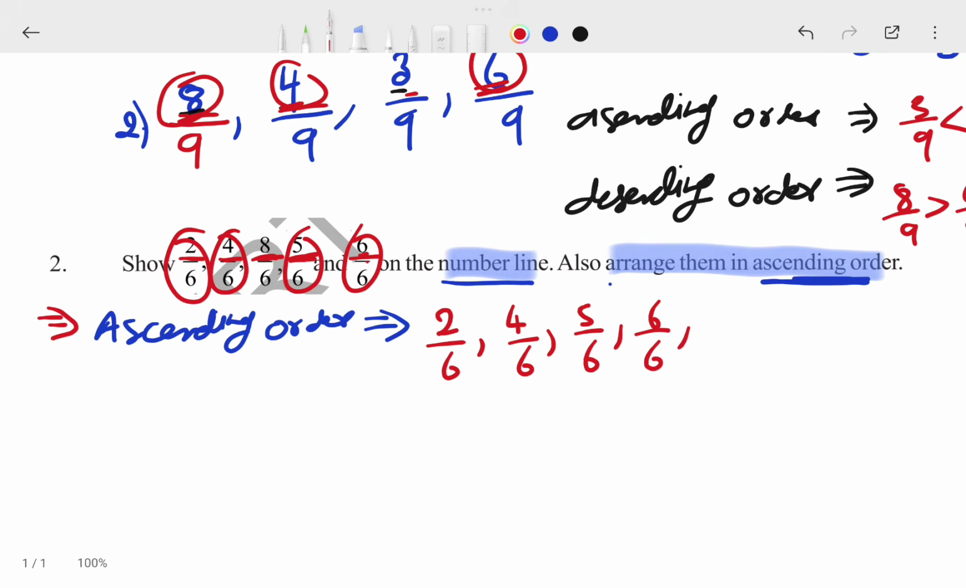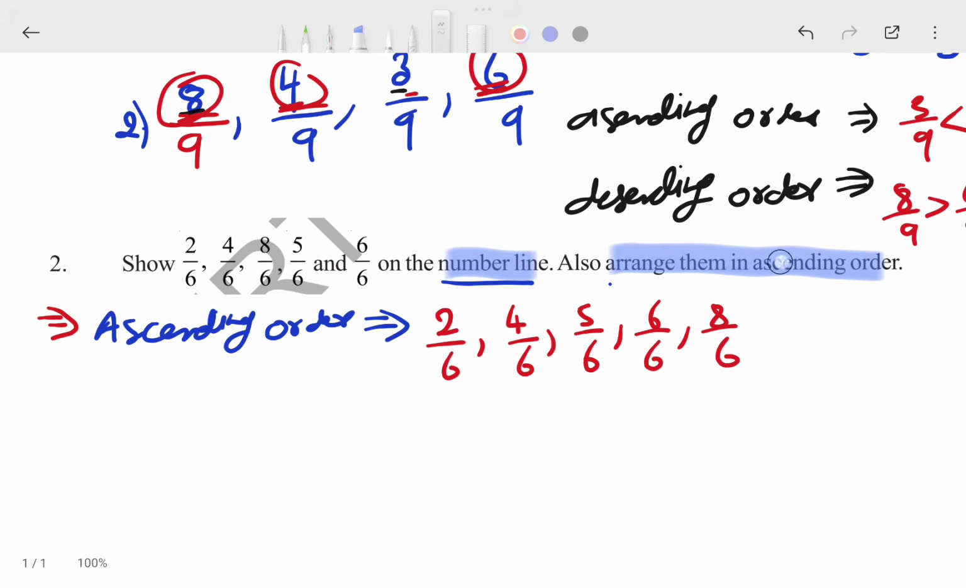After that, 8 by 6, 8 by 6. So generally we arrange this into ascending order. Okay now, first our work is done, we arranged it into ascending order. Now we have to arrange this into the number line.